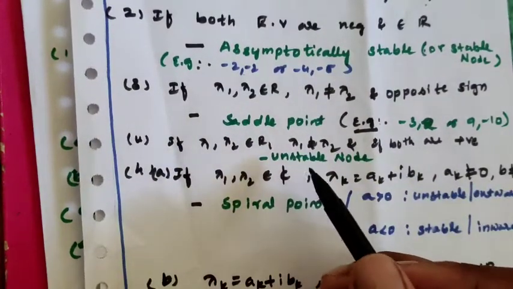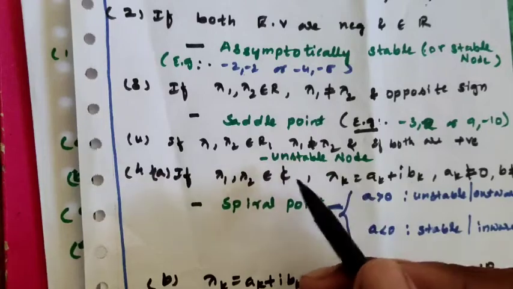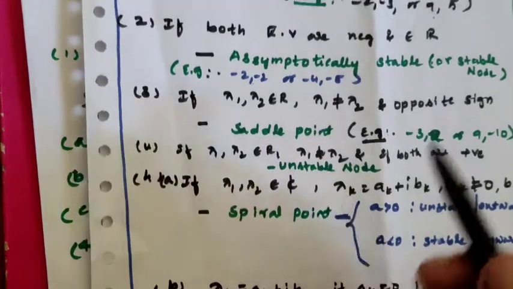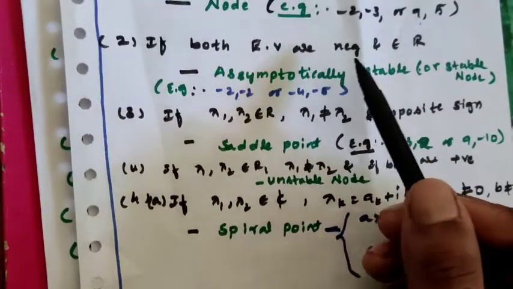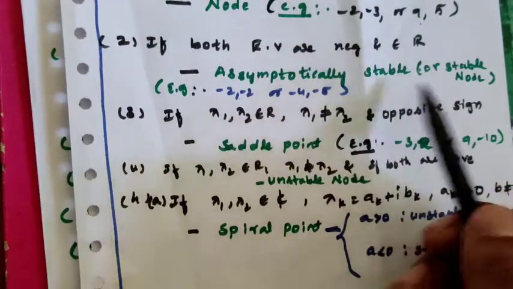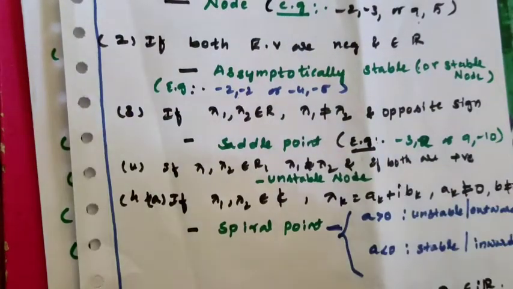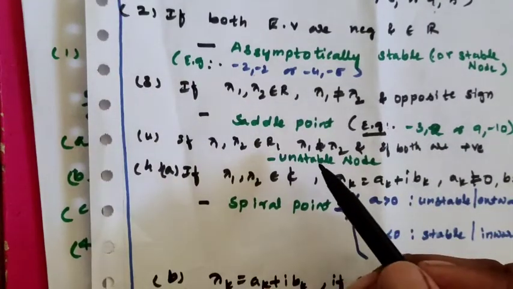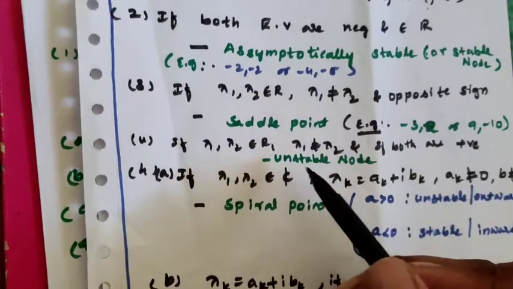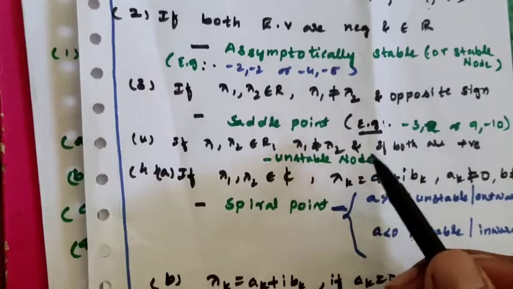that nature we call an unstable node. If both eigenvalues are negative and belong to R, that is a stable node. If both eigenvalues are positive and distinct and belong to real, that nature we call an unstable node.